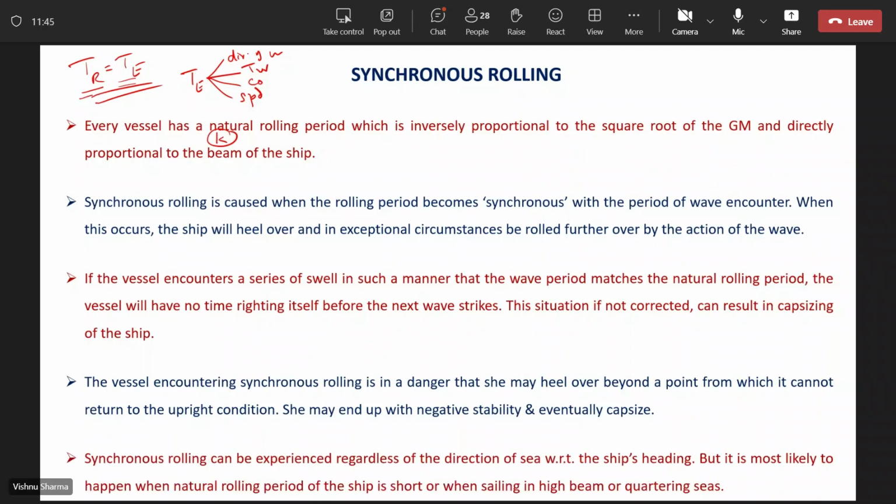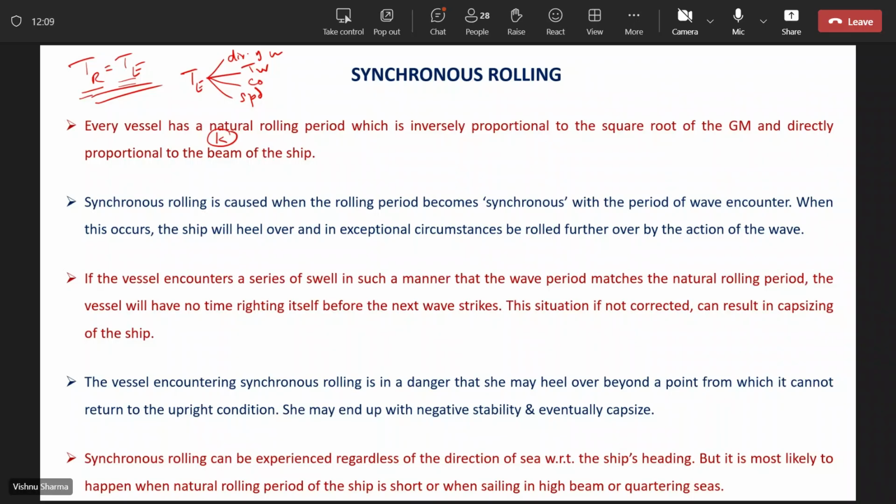Synchronous rolling can be experienced regardless of the direction of the sea, but it is most likely to happen when the natural period of rolling of the ship is short and when sailing in high beam seas or quartering seas. So if resonance takes place, this can really endanger the vessel.